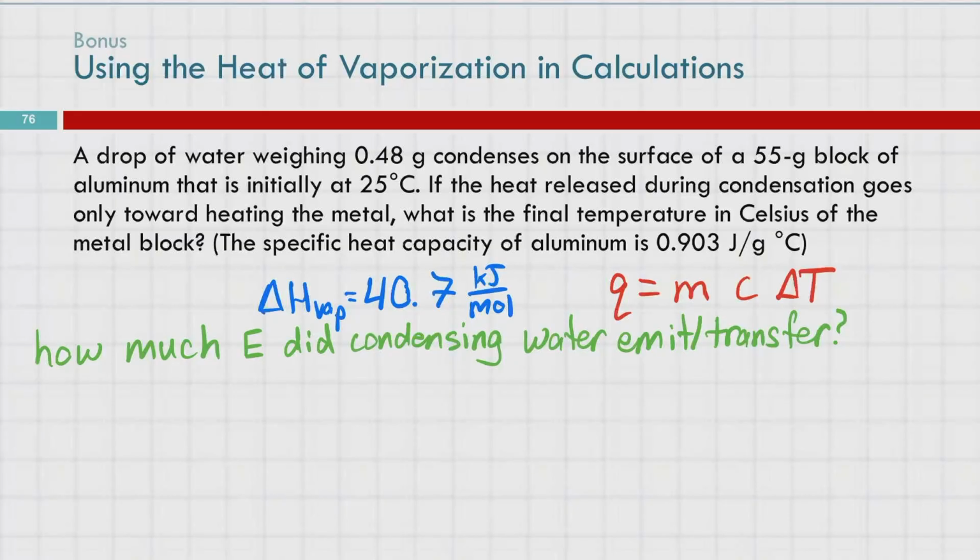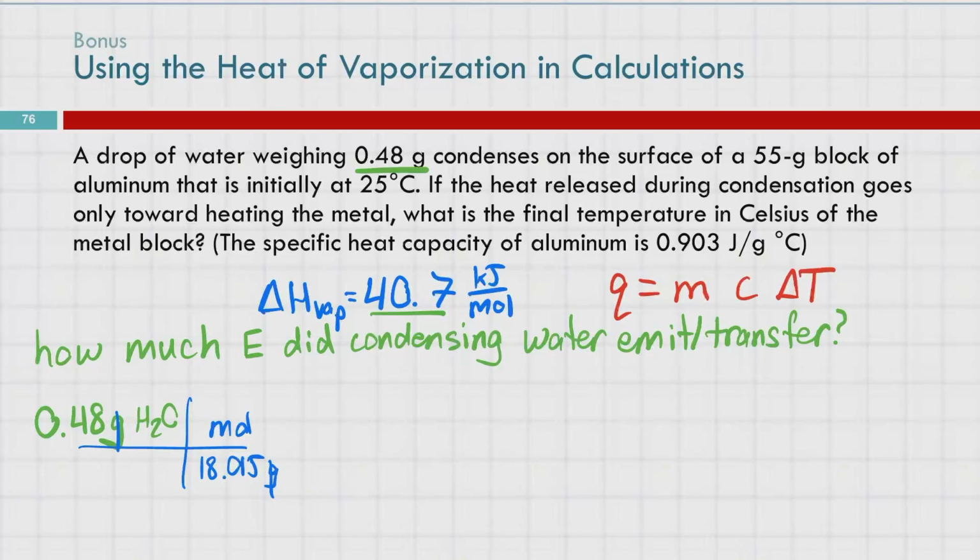To do that part, we need the mass of the water and we need this delta H VAP. So starting with our 0.48 grams of water, we convert that to moles with our grams per mole of water. And then we multiply by the 40.7 kilojoules per mole.